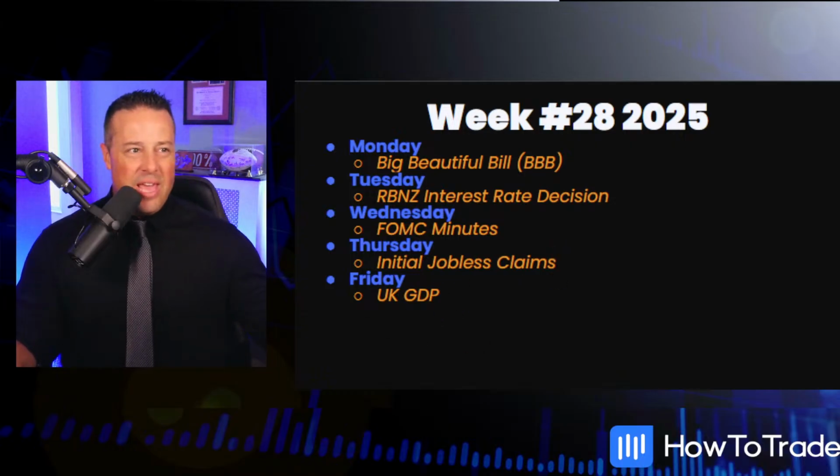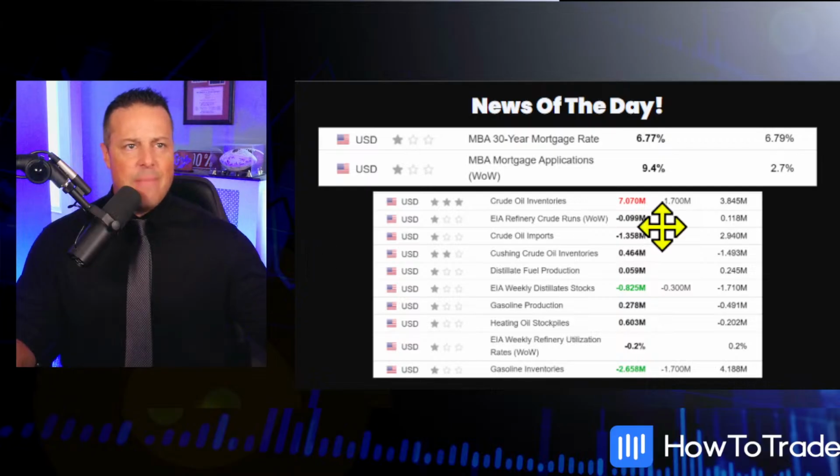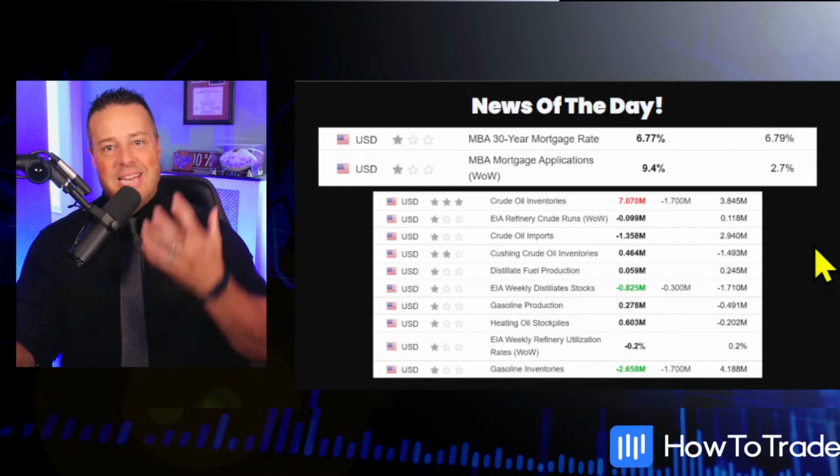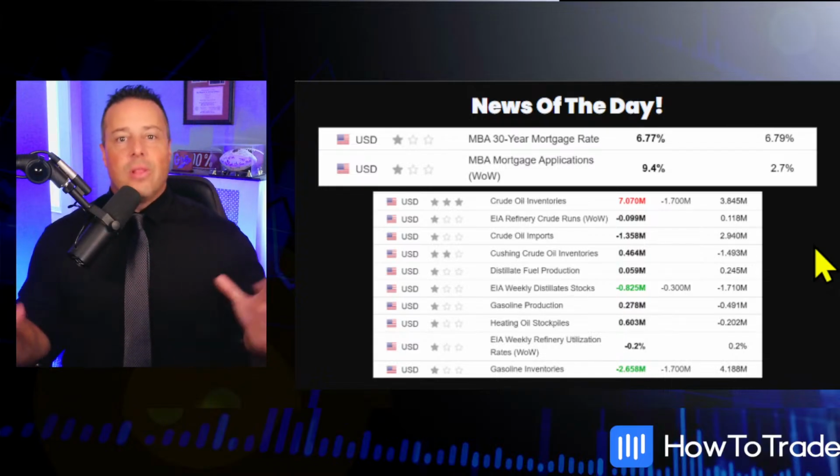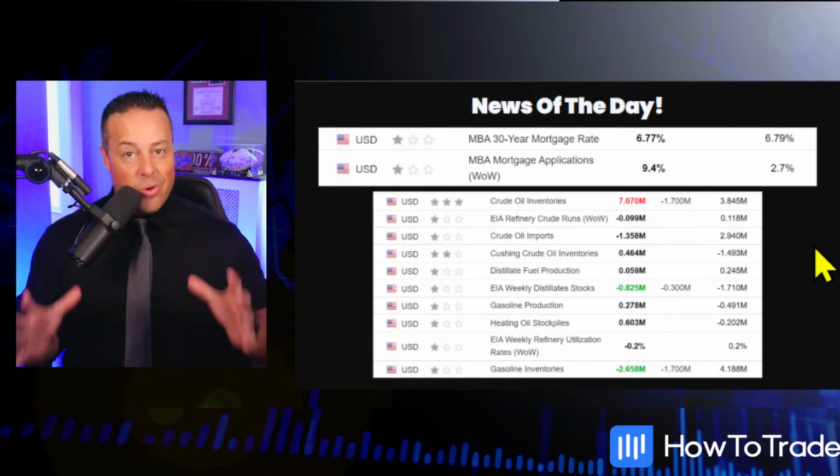And then Friday's UK GDP, which typically doesn't do much, but right now everybody's wondering if we're going into a global recession. News of the day today, MBA 30-year mortgage interest rates came down a little bit. Mortgage applications way up. That means that we're sort of expecting to get to the end of this tightening cycle, meaning the long-term lenders are starting to bet that we're going to get a rate cut soon.